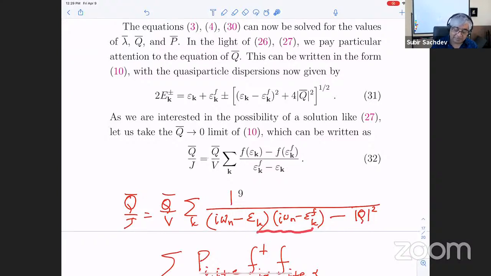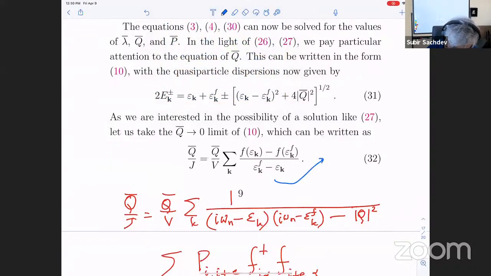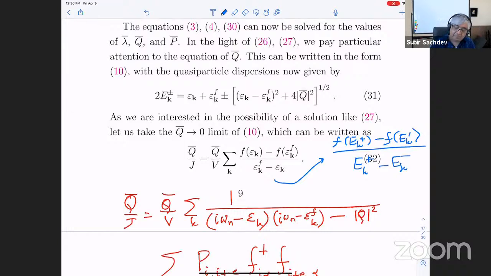But the poles of this denominator are precisely the eigenvalues of the two-band Hamiltonian that we wrote down last time. The only difference is now you just replace the lambda bar by E_F of K, which depends on K. And so when you evaluate the summation, this term originally was something like F of E_K plus minus F of E_K minus, over E_K plus minus E_K minus. Okay, so that's the full expression at general Q.